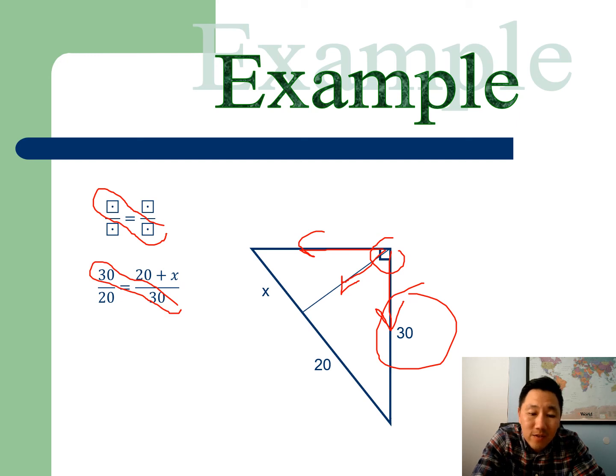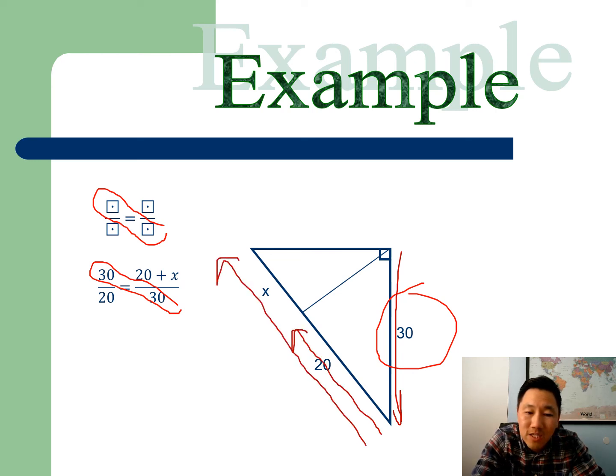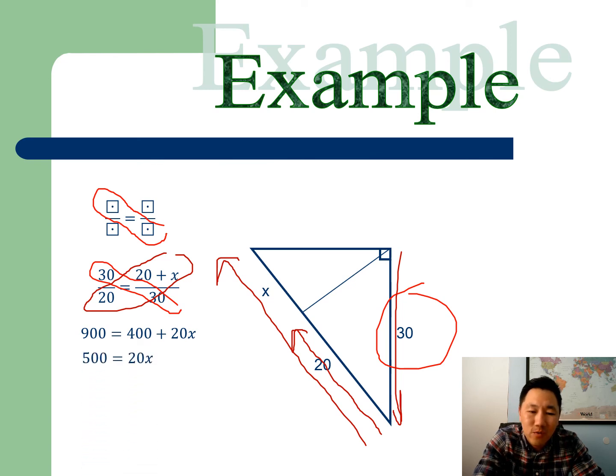And then the other two spots, when the geometric mean is on this side, then you always use the side it touches, 20, and then the whole side, 20 plus x. So there it is. Cross multiply, and then solve using your pre-algebra skills. You do get x equals 25.